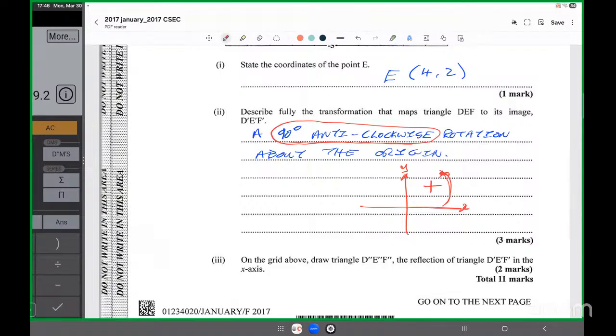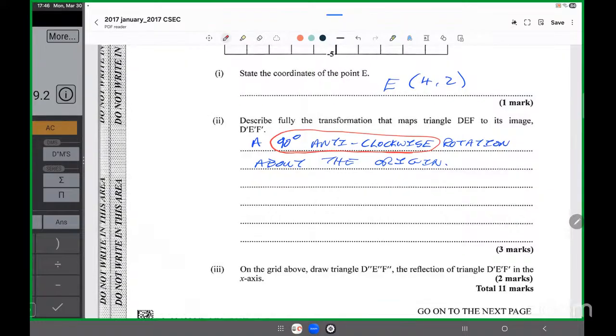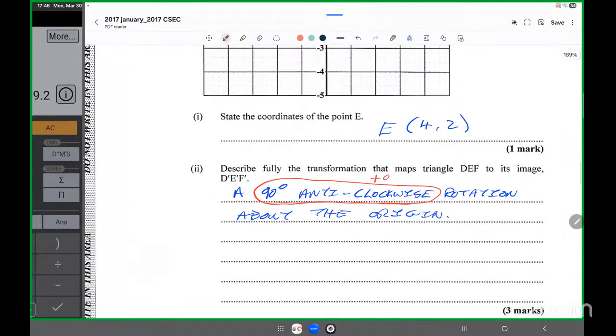So instead of saying 90 degrees anti-clockwise, you could have said positive 90 degrees rotation, because anti-clockwise rotation is positive rotation. You have to know that, because they ask questions about that in CSEC sometimes. They will give you a diagram, for example, and ask what the rotation is, and give you positive 90 degrees and negative 90 degrees. You have to know which one it is.